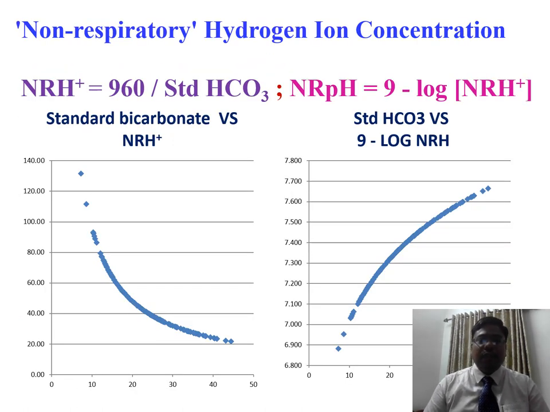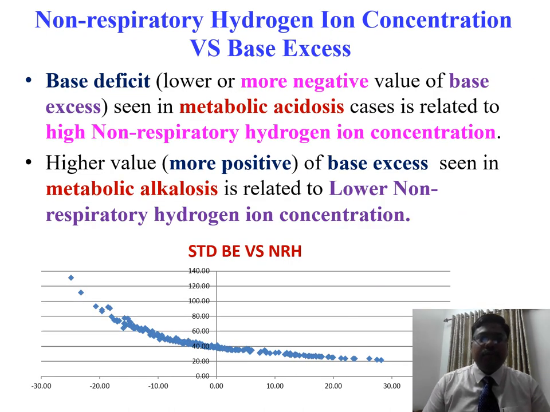So the relation is clearly shown in the graph. As the standard bicarbonate increases, non-respiratory hydrogen concentration decreases, or as the standard bicarbonate increases, the NRpH increases. And base deficit, the more negative value of base excess, which is seen in metabolic acidosis, is related to high non-respiratory hydrogen concentration. So if the non-respiratory hydrogen concentration is very high, it denotes metabolic acidosis. Similarly, a higher value of base excess, which is seen in metabolic alkalosis, is related to lower non-respiratory hydrogen concentration.